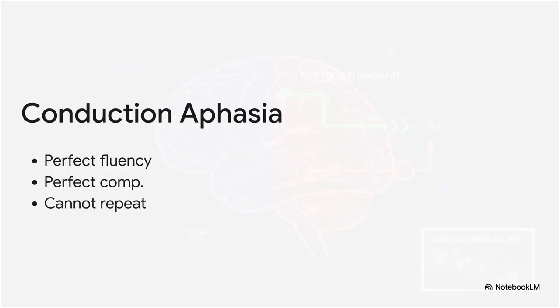In conduction aphasia, both fluency and comprehension remain perfectly intact. The patient understands you completely, and they can produce spontaneous speech flawlessly. But the absolute pathognomonic marker is a profound inability to repeat simple phrases. When you ask them to say something like no ifs, ands, or buts, it is a pure failure. The message simply cannot travel from the auditory processing center to the motor output center.